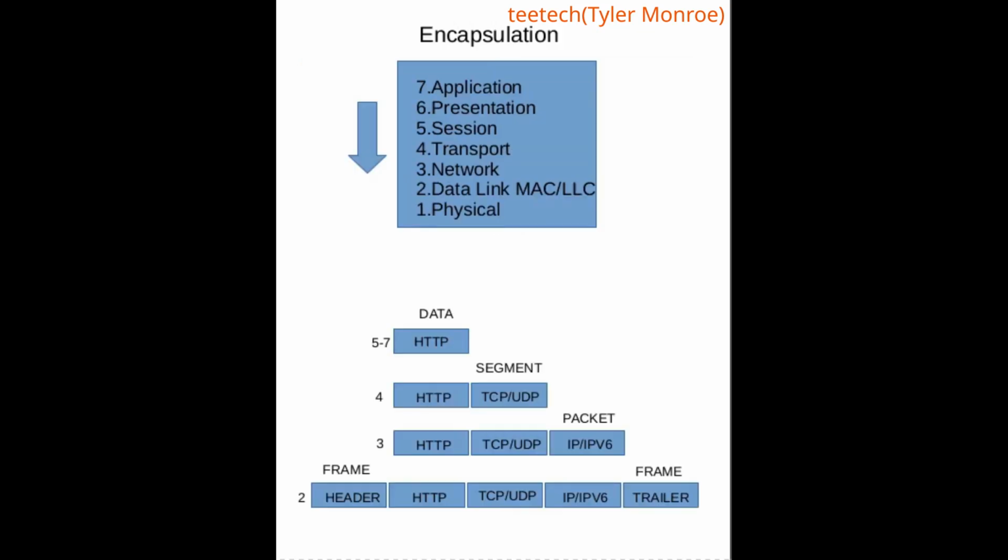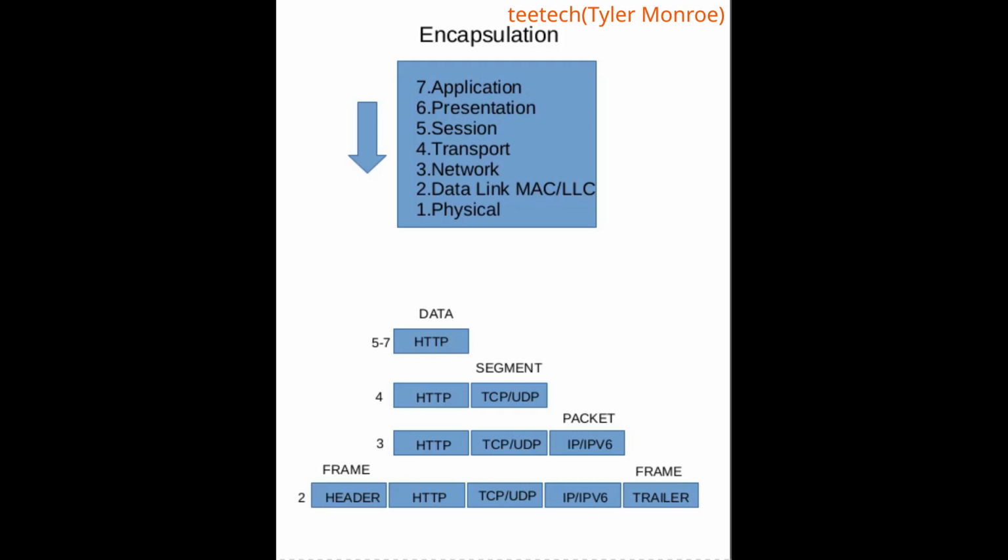So encapsulation is the first thing, and this is when we're sending information. So we have the 7 layers, and at the top here, we're going to use that application protocol, HTTP. And at this point, there is the PDU. The PDU is just the protocol data unit. It's just how we talk about data as it moves down the layers. And it's data at layers 7 through 5.